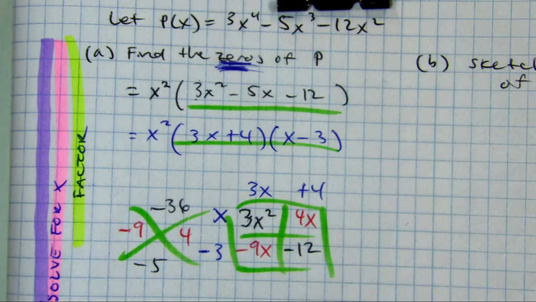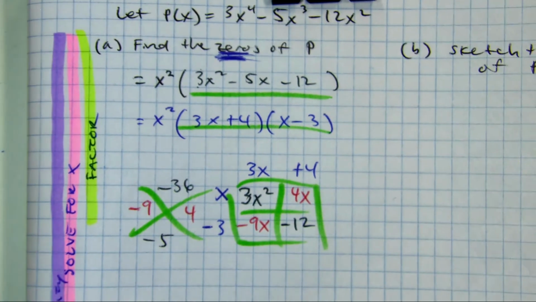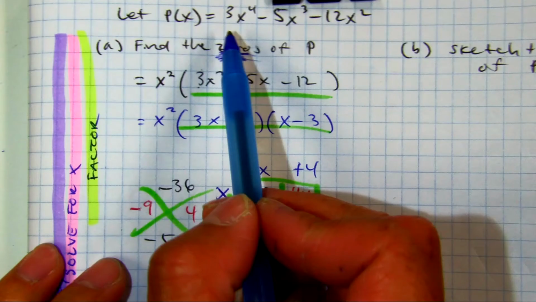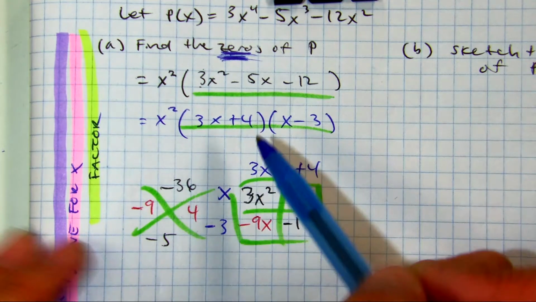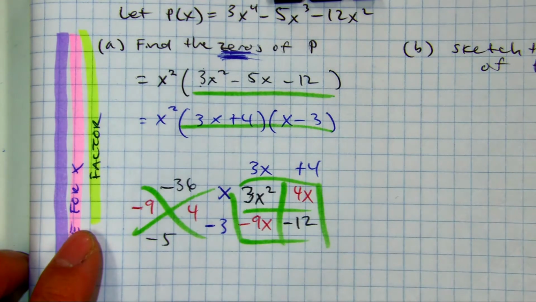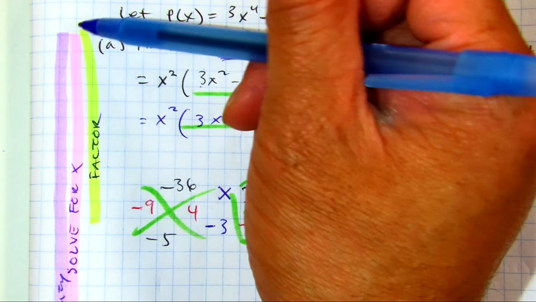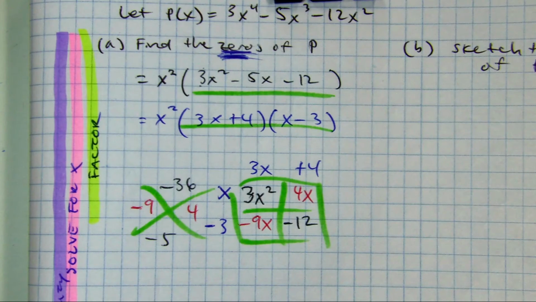Okay, so why did I do these color coding on the side again? It's kind of like this. If I just said, given this polynomial, factor, this is what you would do so far. Does that make sense? Now to solve, Erica, what would I have to do next from here?